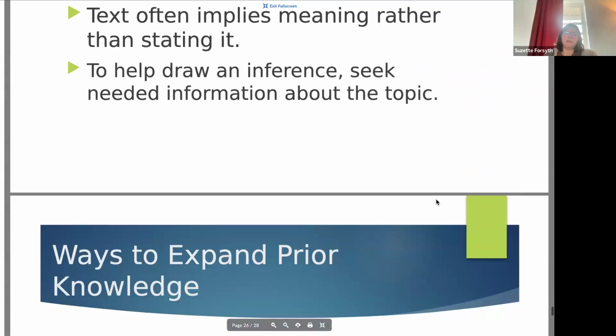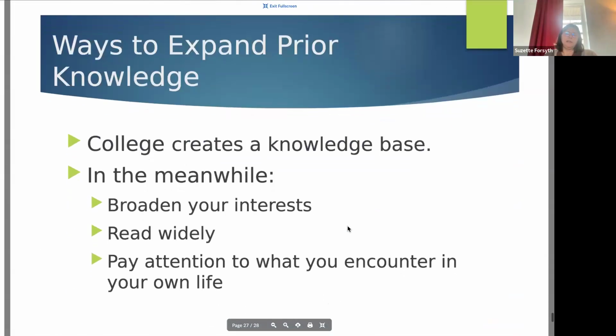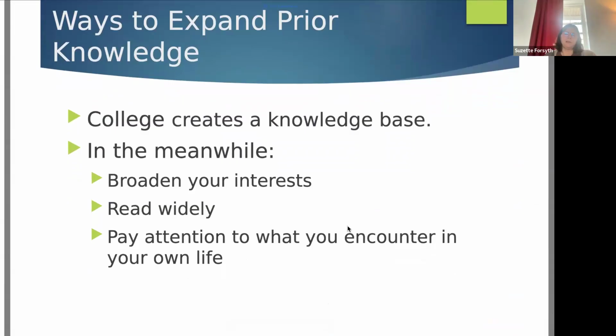And once you have enough background knowledge, then you can draw the inference a little more easily. So these are some other ways to expand your prior knowledge: broaden your interests, become interested in things that you weren't previously. When you know you're going to be studying something, think about something that might be interesting to you in that study and try to look up information and read about it or watch videos about it.